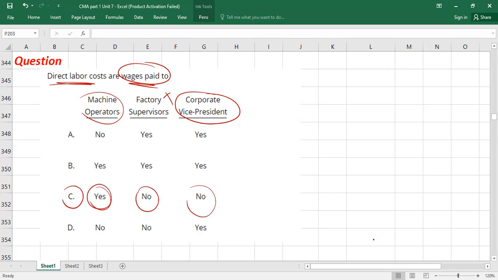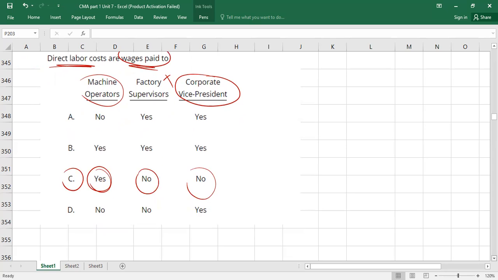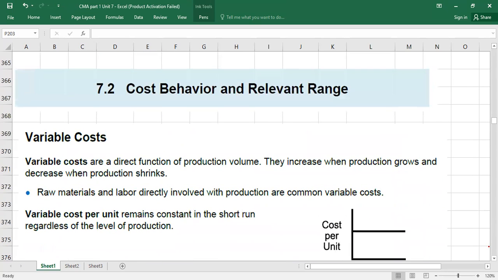Understood? Right or wrong? So guys, maybe last question that we had. Okay, so this was the last question.